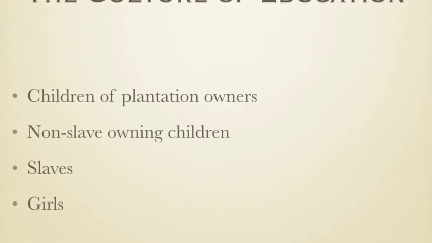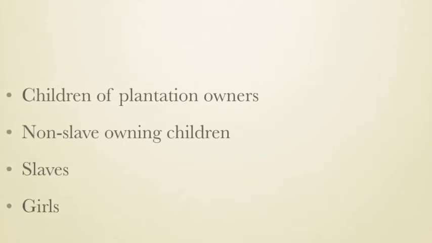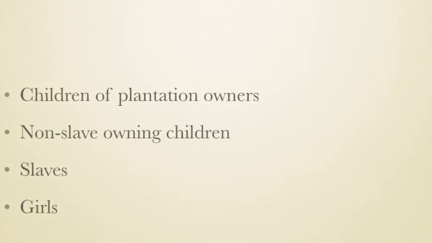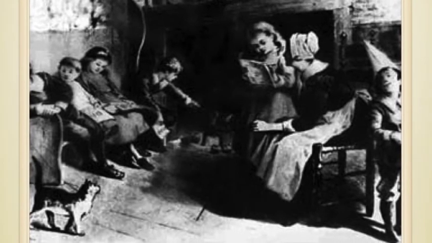Children of plantation owners received usually private educations through tutors, while white non-slave owning students, as well as slaves, were not given many opportunities for school. Girls were also severely limited in their opportunities. While this fact rang true throughout all 13 colonies, it was most apparent in the South.